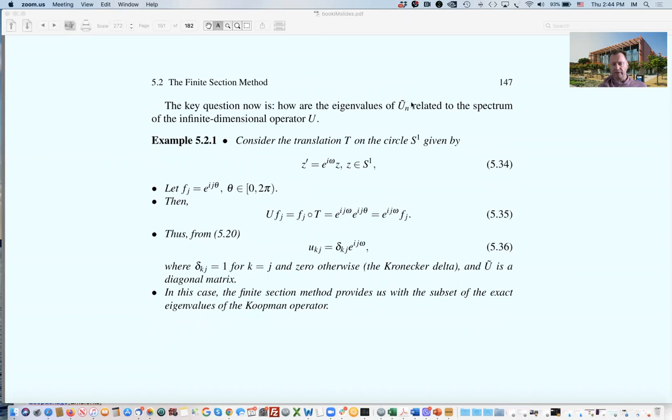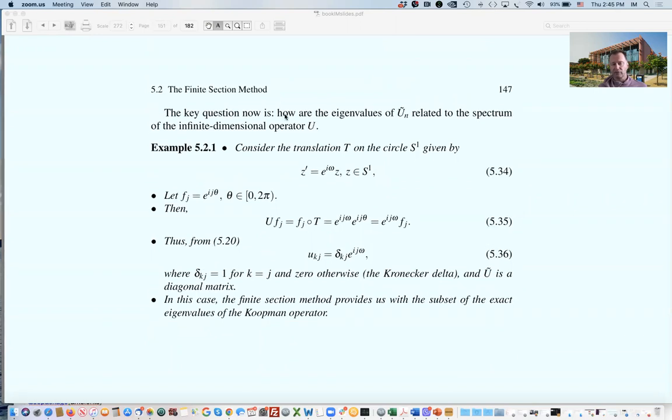The key question we face with this finite section is, how are the eigenvalues of the finite section, the eigenvalues of U_n tilde, related to the spectrum of the infinite dimensional operator U? We talked about the fact that the spectrum of the infinite dimensional operator contains eigenvalues, but also has a part called continuous spectrum and residual spectrum. So let's go through an example in which the finite section methodology is actually very successful.